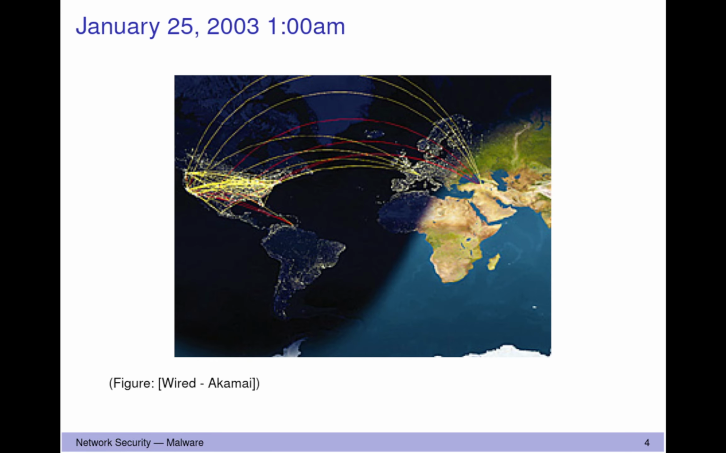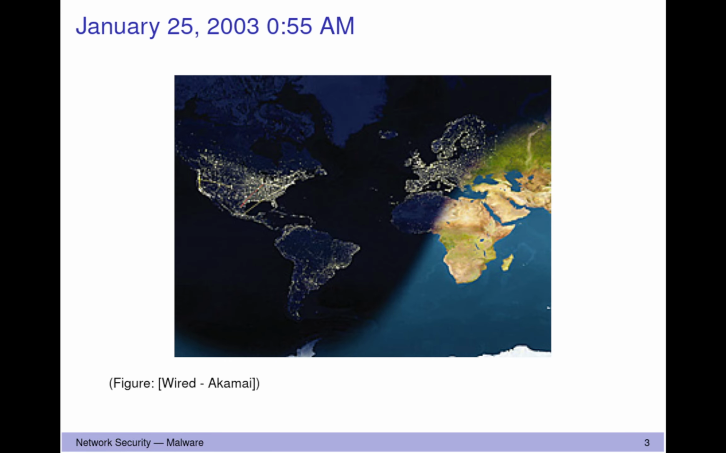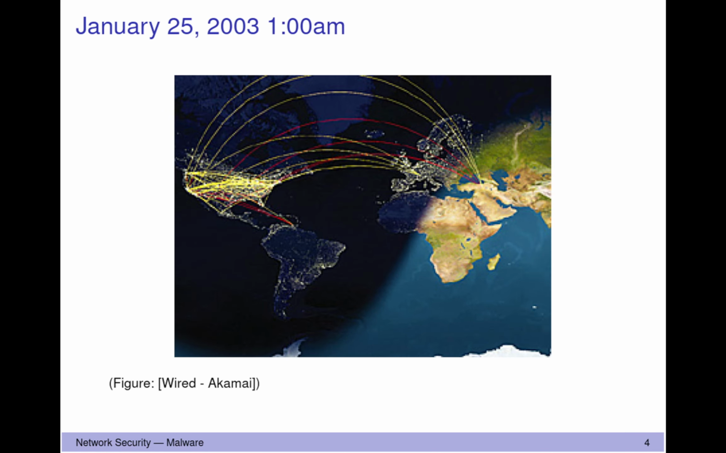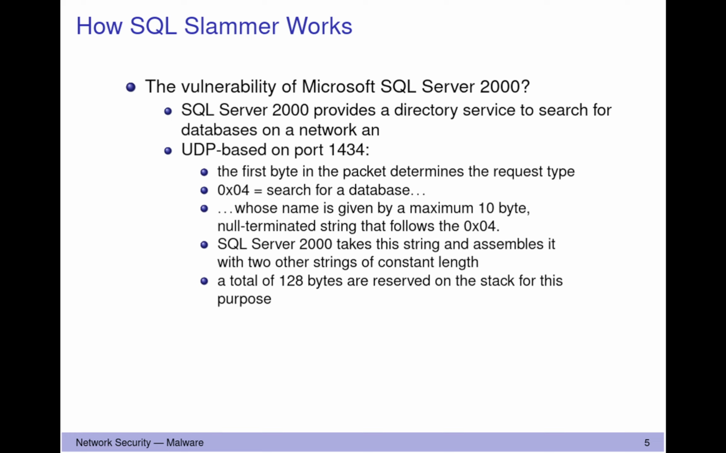So what has happened? There was first one single packet, and after a short time there was an explosion of these kinds of packets sent back and forth across the internet. So let's have a look at what was happening. One of the core elements is that there was a vulnerability in the Microsoft SQL Server 2000. Of course, this is outdated, but something to learn from it.